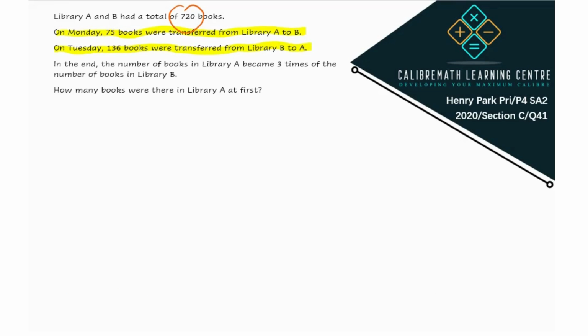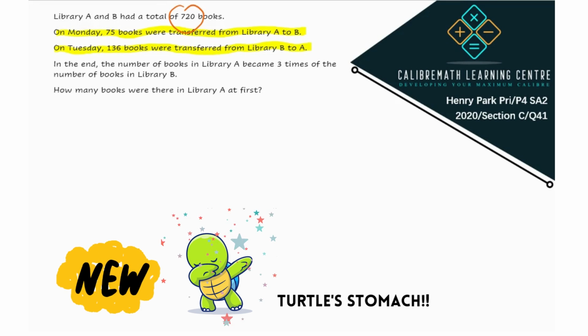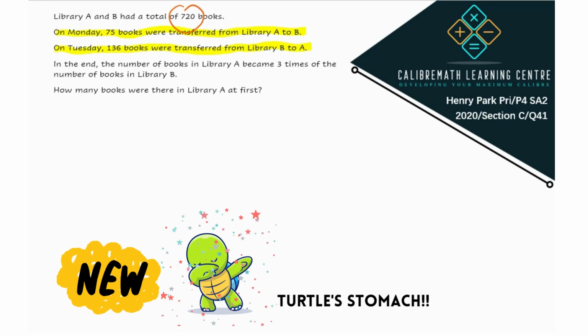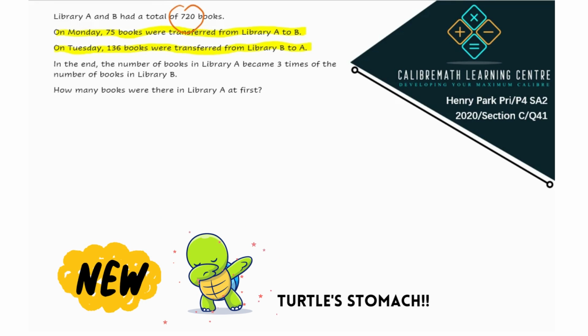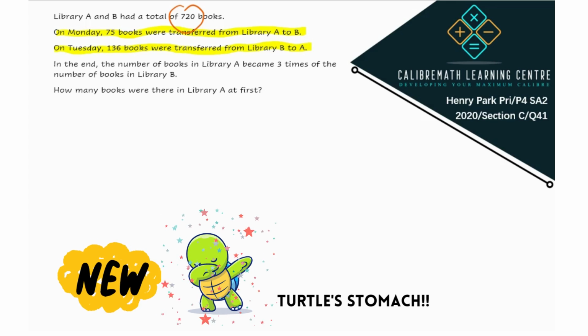720. Alright, note that there are more than one transfer in this question, so I'll be using a P5 strategy to solve for this question. So the name of the strategy is called the turtle stomach. So by representing the information using the turtle stomach, we will be able to visualize each transfer better, and this will help you to solve the question more easily. Alright, now, so let's start by drawing the turtle stomach.